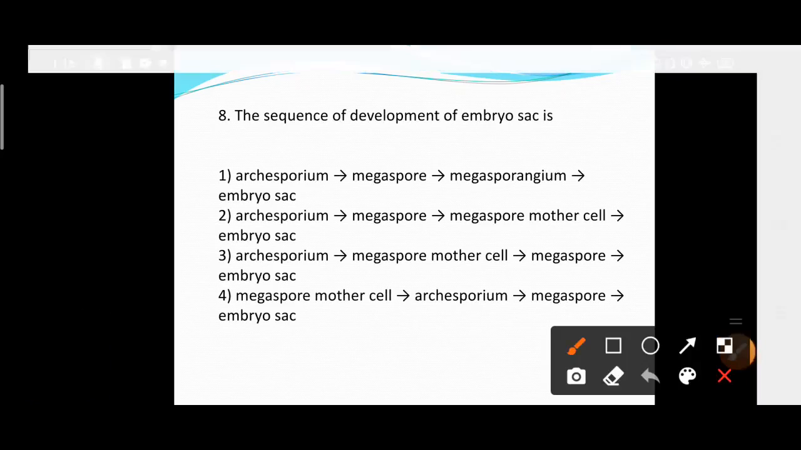Next question, the 8th one. The sequence of development of the embryo sac.